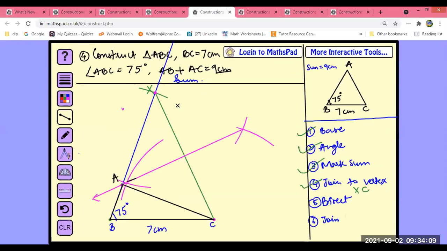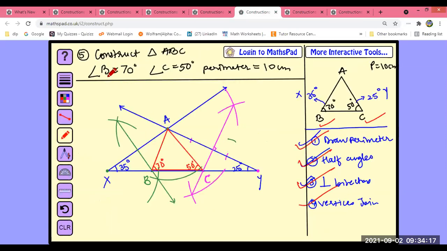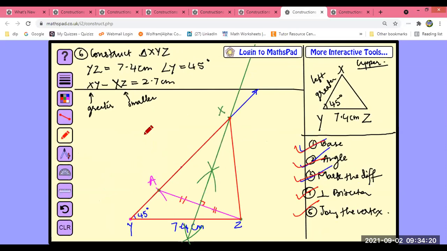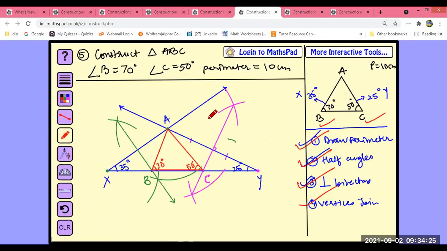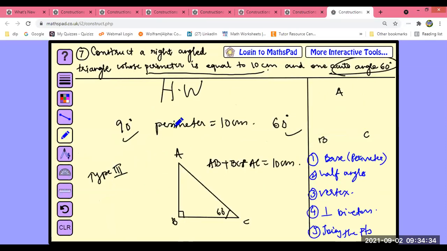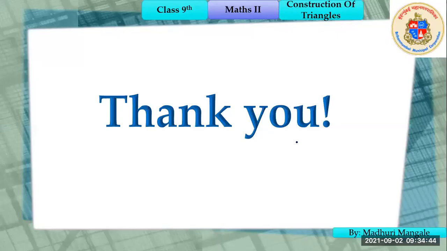Okay, then we saw the 3 types of construction. First, we saw the sum type of problem where the sum is given. Second, we saw the difference type of problem, where we have to first identify whether it is on the upper end or the lower end, correct? Then we saw the perimeter type of question, where sum of the 3 sides and 2 angles are given, and 1 question I have given you as homework, okay, which is of type 3. So that's all in today's class. I hope you enjoyed the class and you all have done the constructions also.